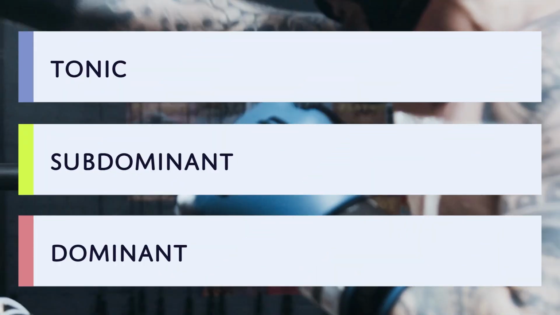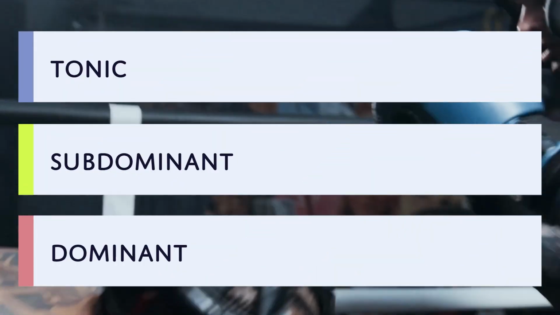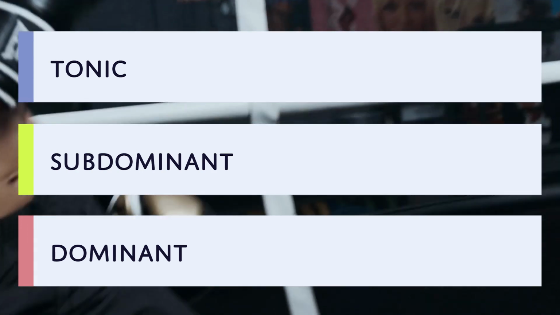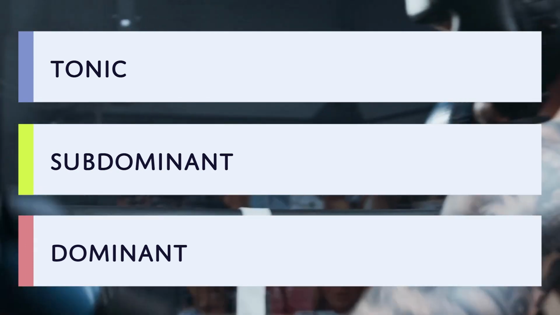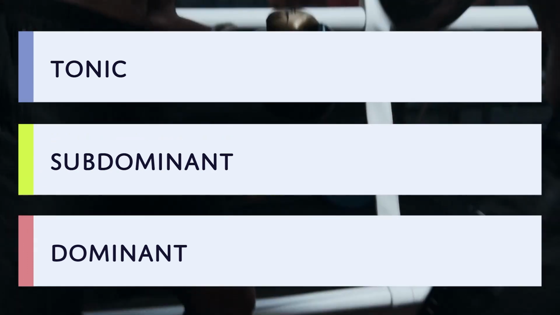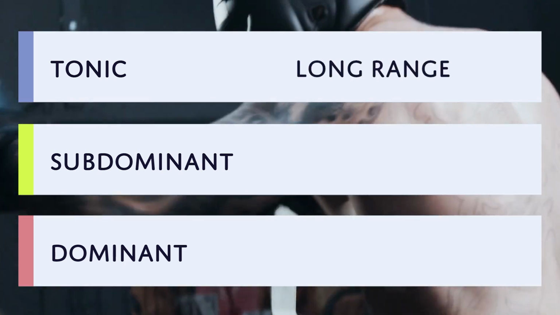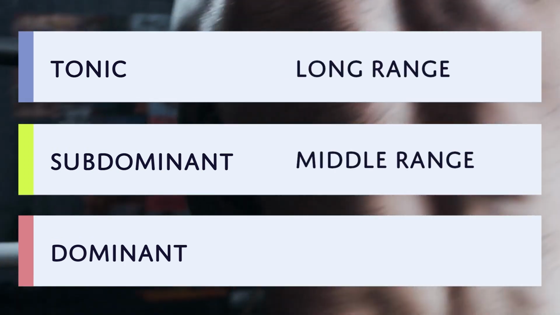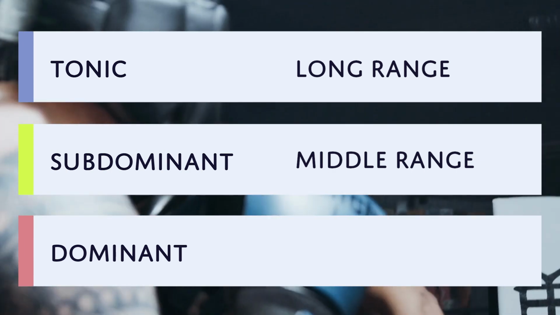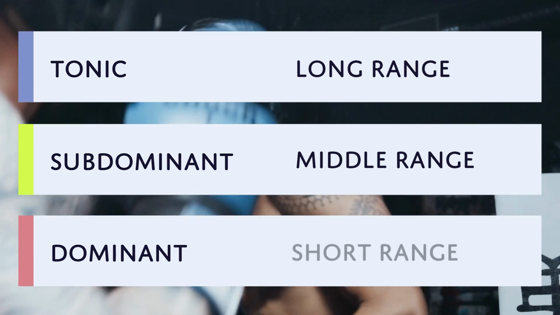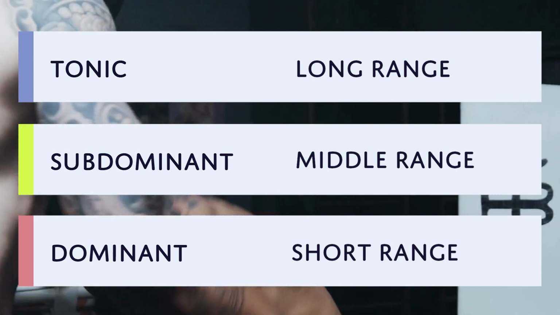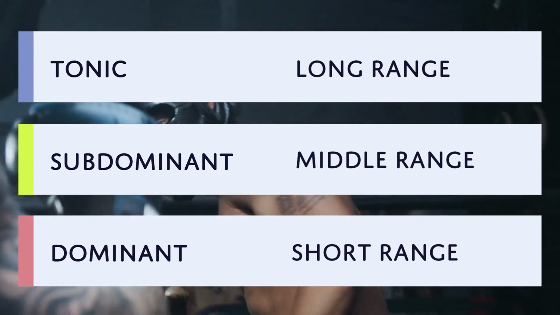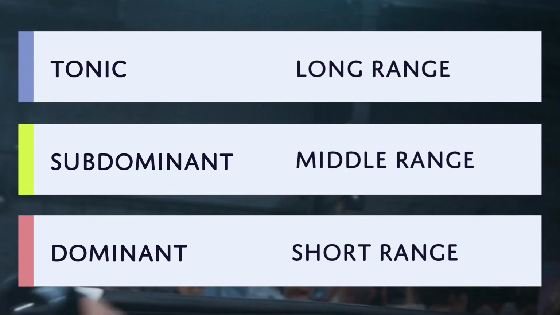Therefore, I hypothesize that the symbols and classifications of functional harmony may be useful in understanding distance in boxing. In other words, the long range in boxing can be called tonic distance. The so-called middle range can be called subdominant distance, and the close range can be called dominant distance. A summary of each distance is as follows.